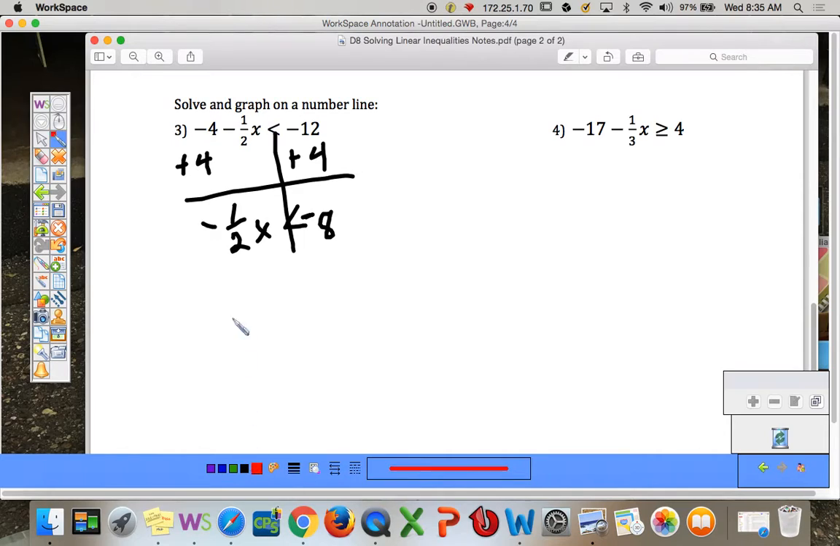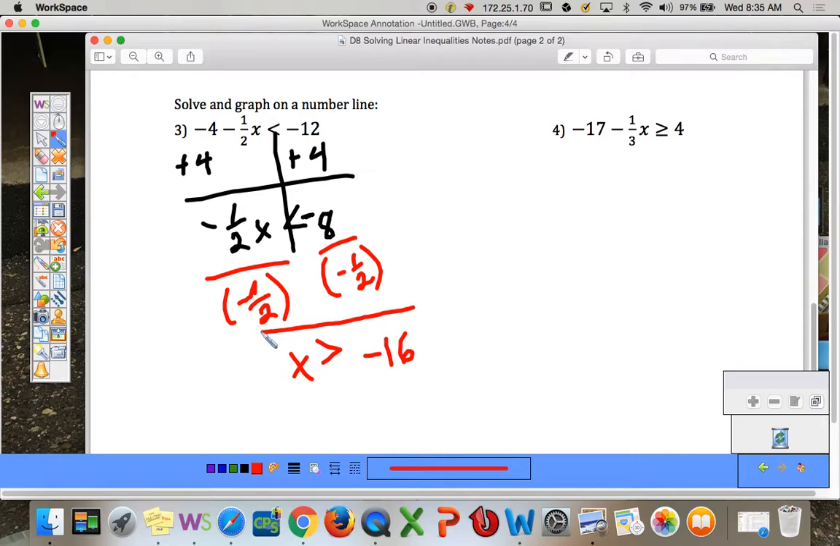And now we're going to divide by -1/2, or you could multiply by -2, both would work. And since we're dividing by a negative, we're going to switch the direction of the inequality. 8 divided by -2 is the same as -16. But it's a -8 times a negative. Okay, so -8 divided by -1/2 is positive 16. So x is greater than positive 16.